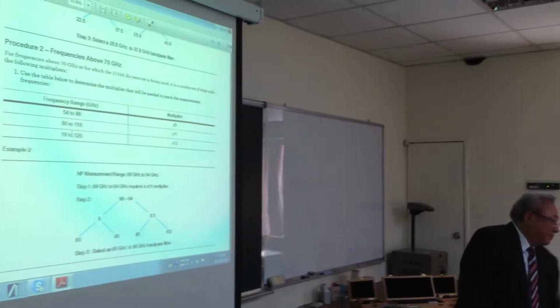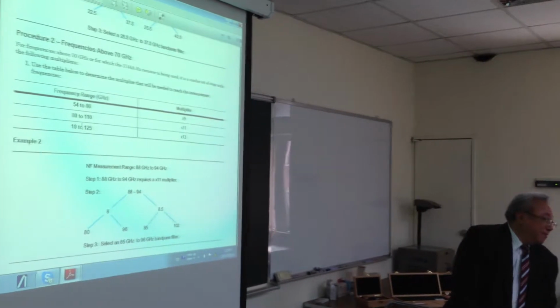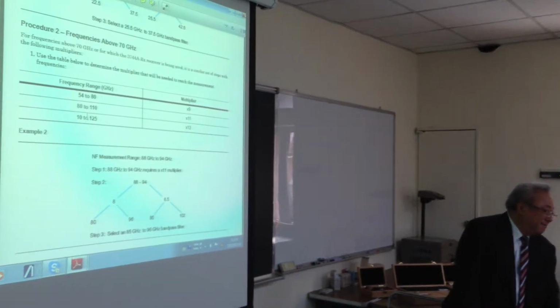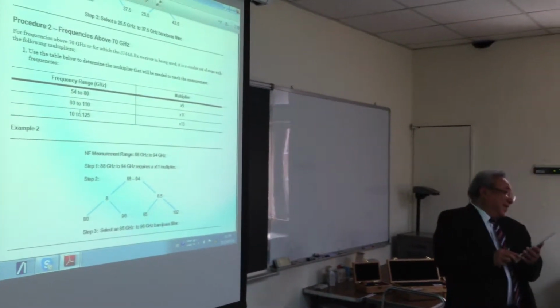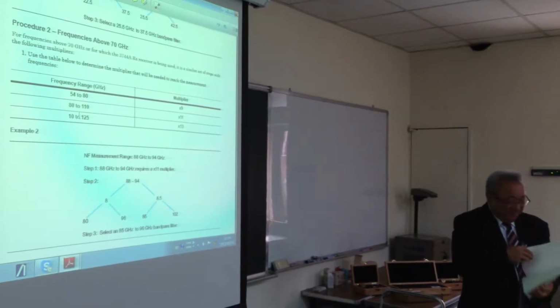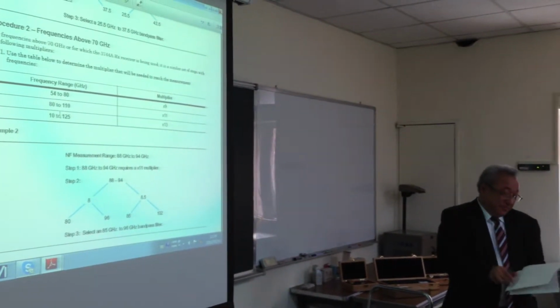He's asking, for example, if one measures 80 to 110, can you choose one filter from 80 to 100? But if there's an image, how do you calculate the image?